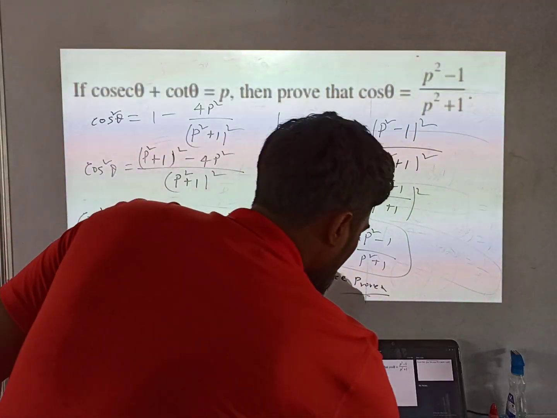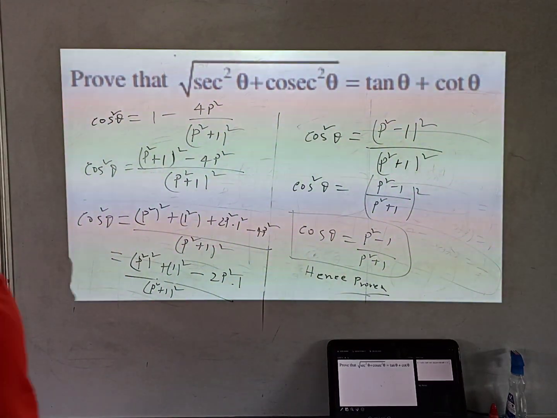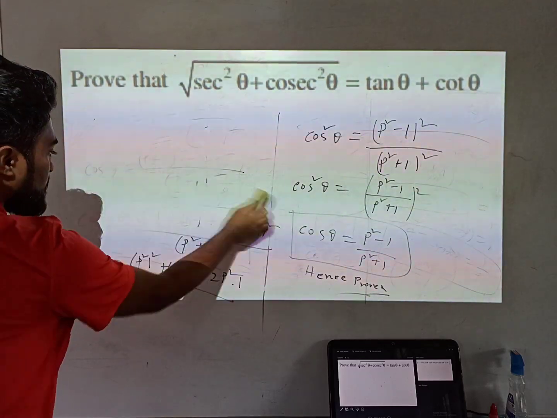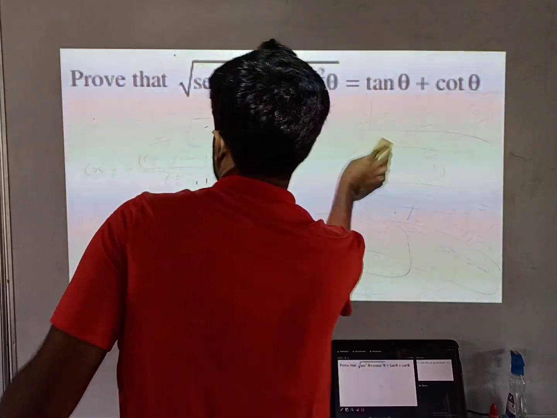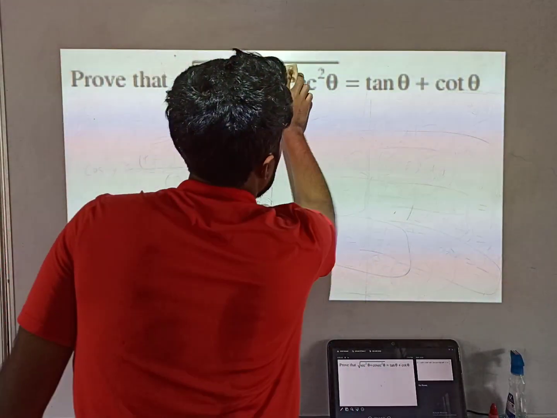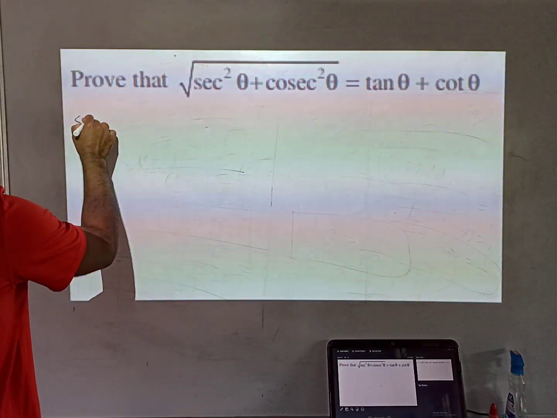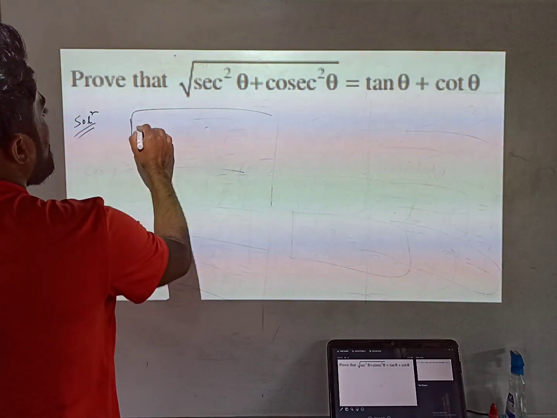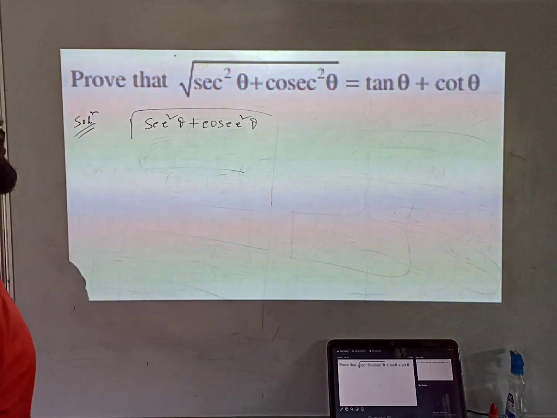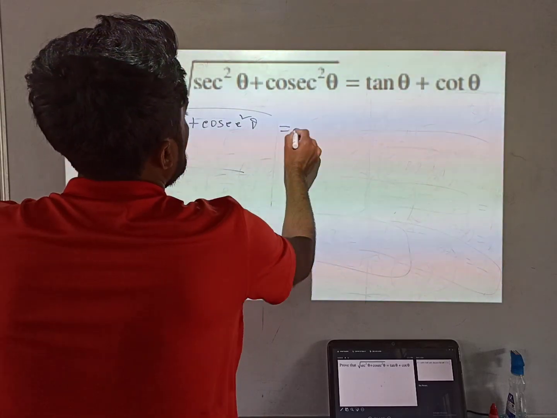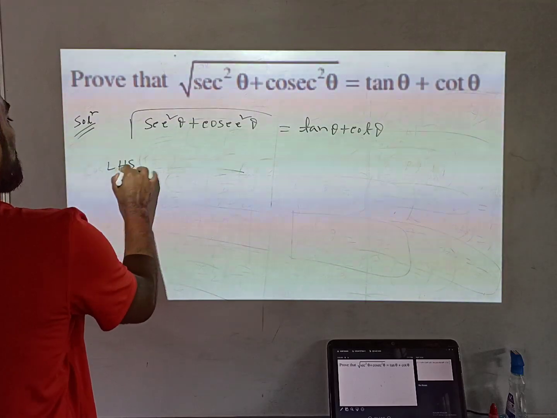Okay, next question. Let us solve the next question quickly. This is a very easy question, you see. What is this? Under root, if asked to write this question, we need to prove that this equals tan theta plus cot theta. It's very simple. From the left hand side we will prove this.